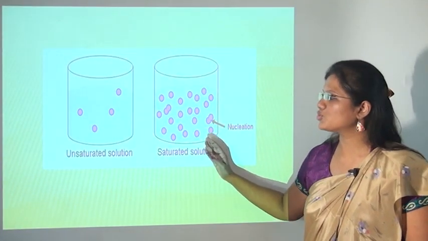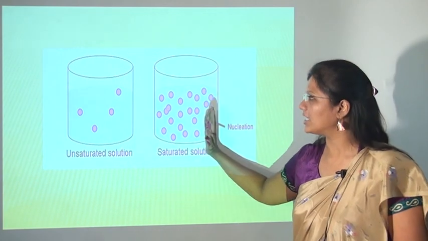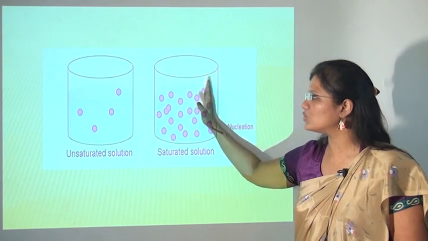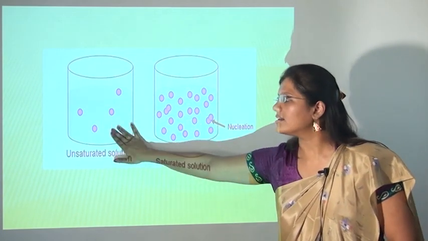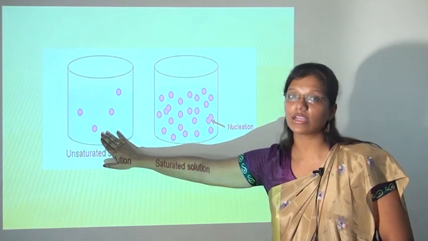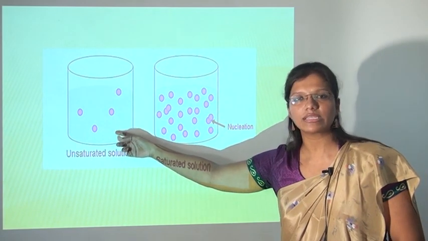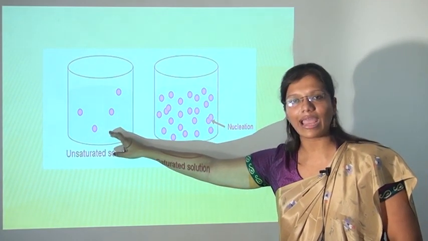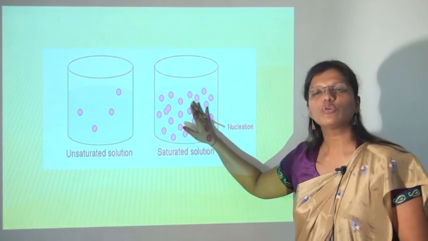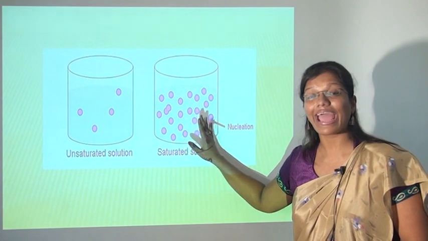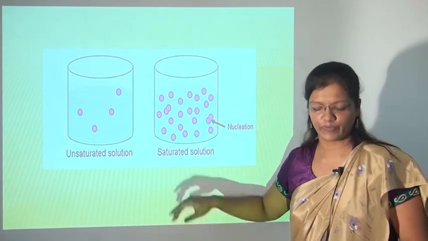Now this image shows you the difference between a saturated solution and an unsaturated solution. Here you can see that in the saturated solution the number of solutes is more, while in the unsaturated solution the number of solutes is less. Here the maximum capacity is over, while here the maximum capacity is not over. You can add other solutes here and they can dissolve, but here you cannot add any other solutes because the maximum capacity of the solution is over.